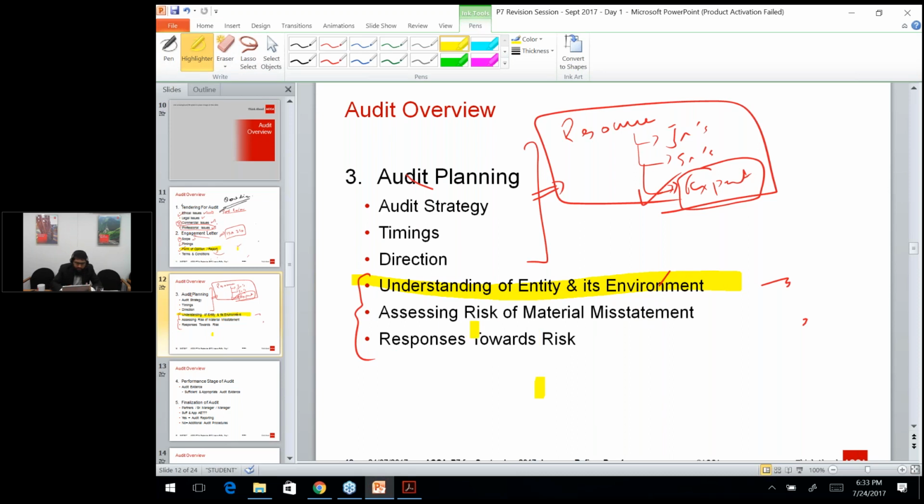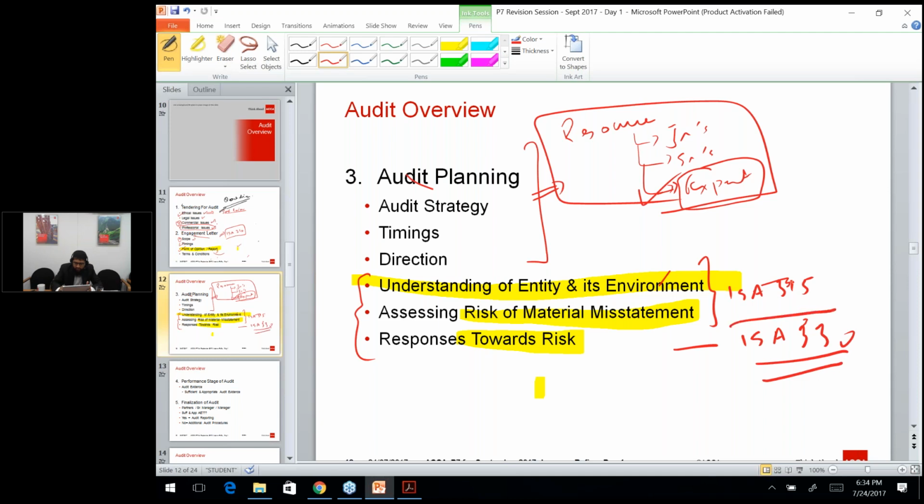Understanding of the entity and its environment, assessing the risk of material misstatement, and then planning out the responses towards the risk. So this is more of an application of ACCA 315, and this is the application of ACCA 330. These are the applications of the various ACCAs which are applied at this planning stage, and they are very important ACCAs with respect to the audit.